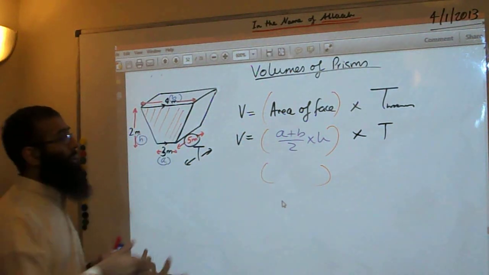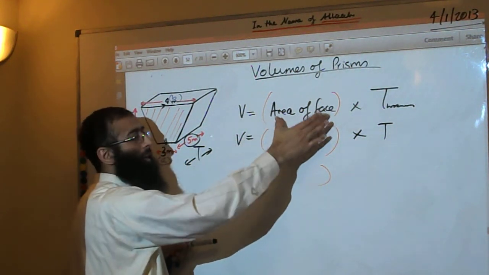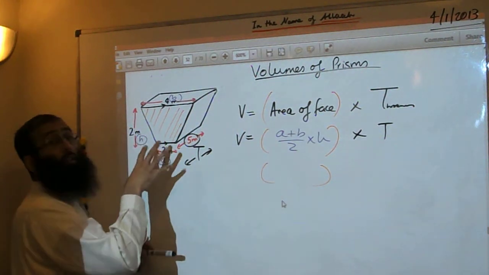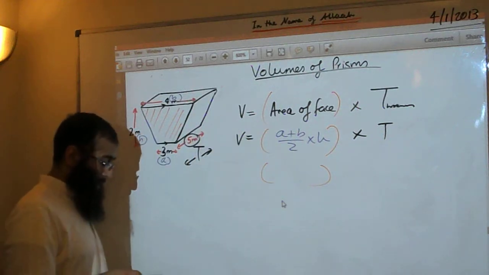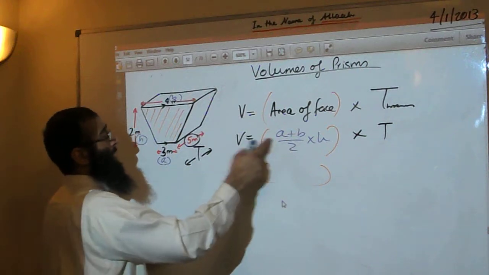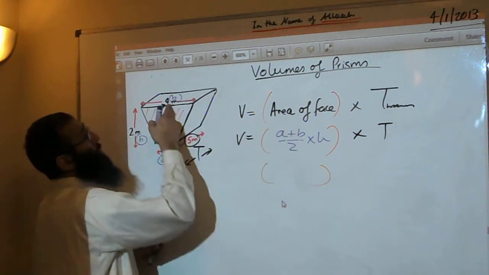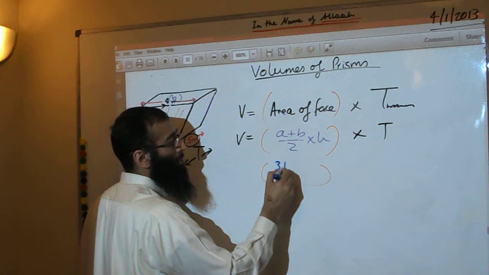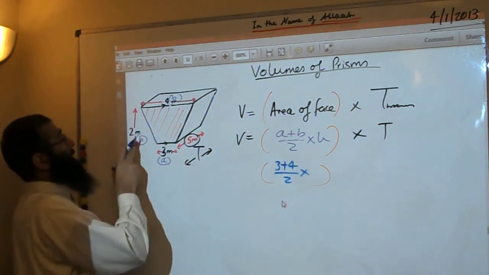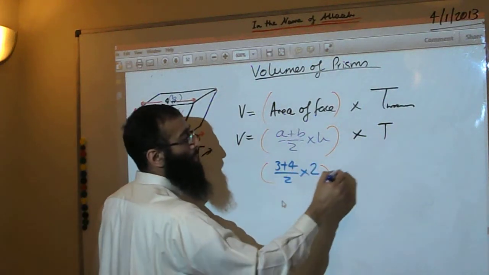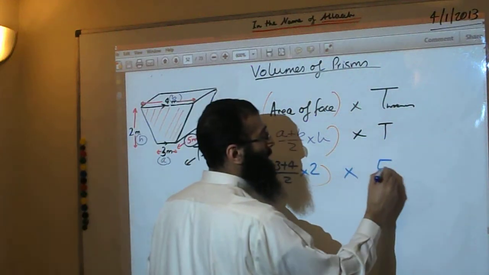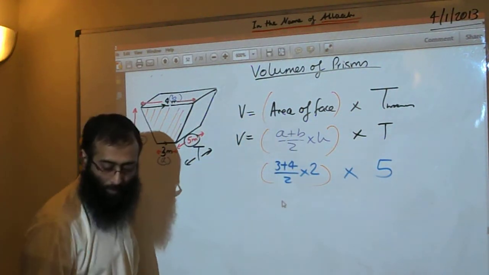Now that we've moved from the general idea to the specific formula, we're ready to start getting the values from the diagram, putting them into the calculator and working it out. So here we go. A is 3, we add the B value, which is 4. So we do 3 add 4, and then we divide it by 2 and times it by the height, which is 2. And then times that all together by the thickness, which is 5 meters. So that's what the volume is.